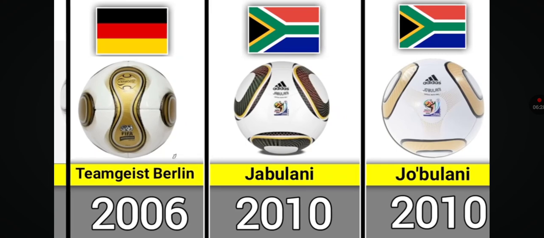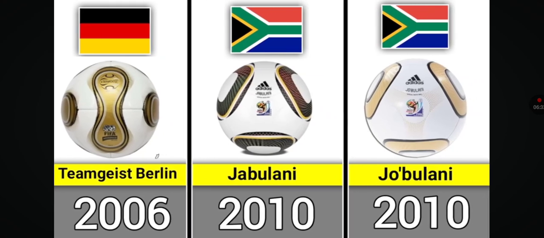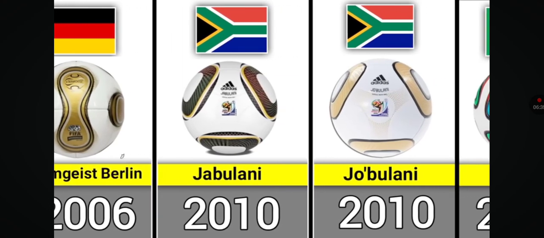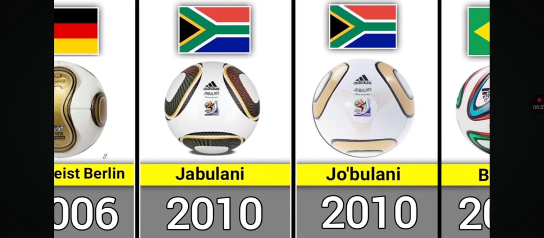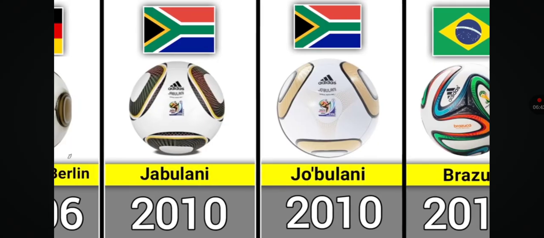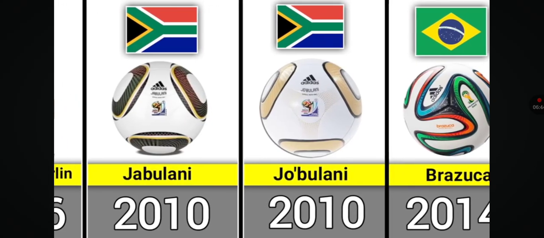2010 Final Jabulani. The Jabulani was used exclusively for the World Cup final in South Africa. It featured a special design for the biggest match. This ball represented the peak of global football celebration. One match, one trophy, one unforgettable moment.